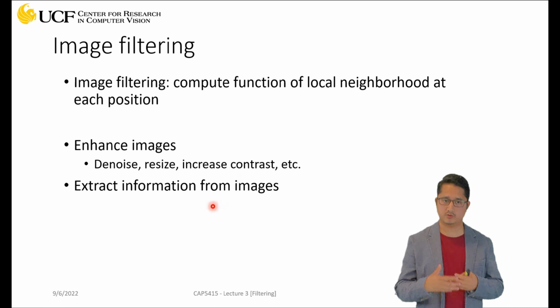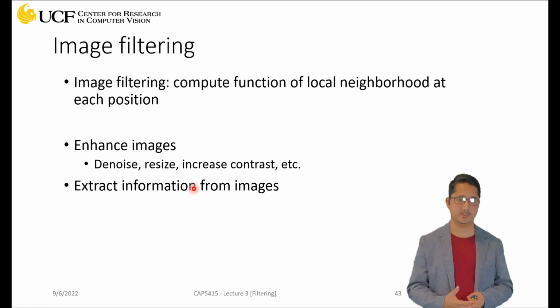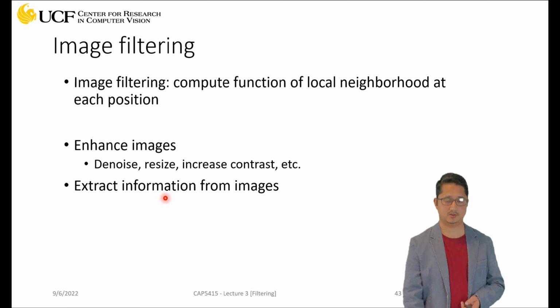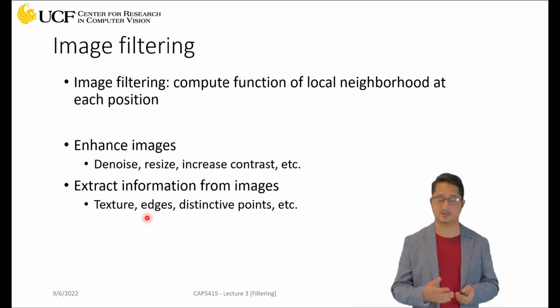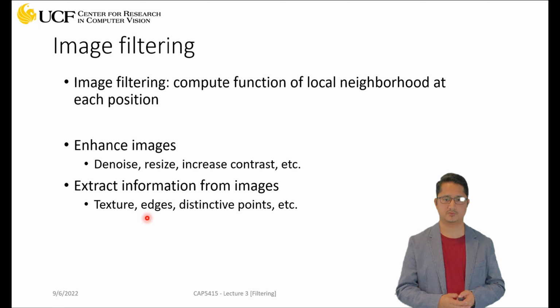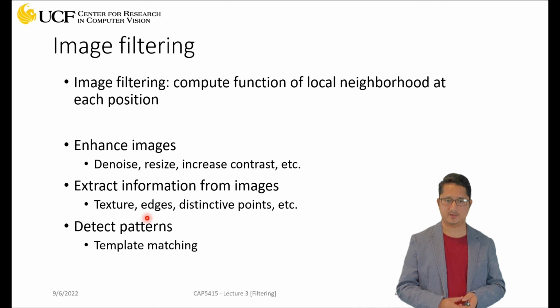Then the second is if you want to extract some meaningful information from images, then filtering is very important. And this correlates to when I was talking about how filtering is used in deep learning. We use filtering to extract the useful information which is used for making predictions. This information could be texture present in the image, edges, distinctive points, and many other interesting features. And again, you can use it to detect some patterns, and this also correlates to extracting useful information. You will see how these two are very related to each other.